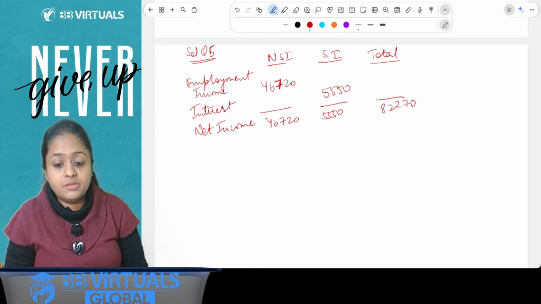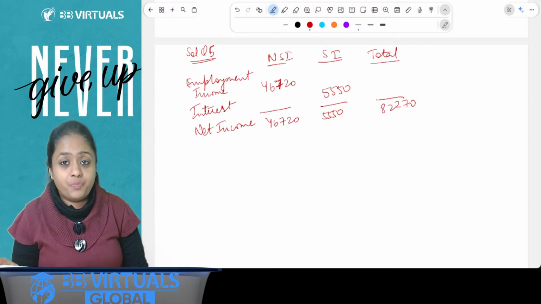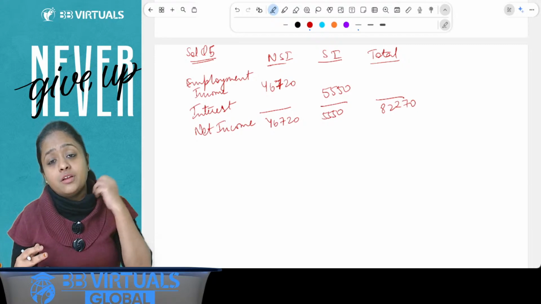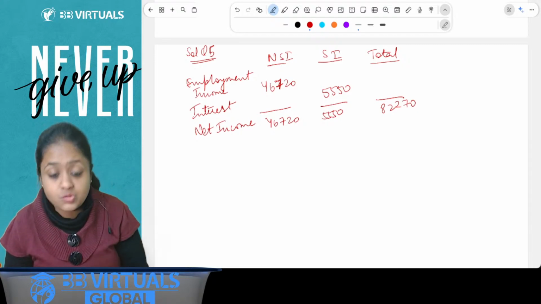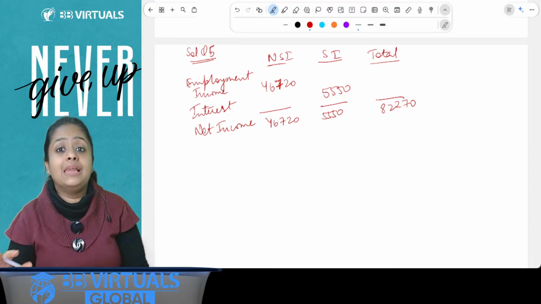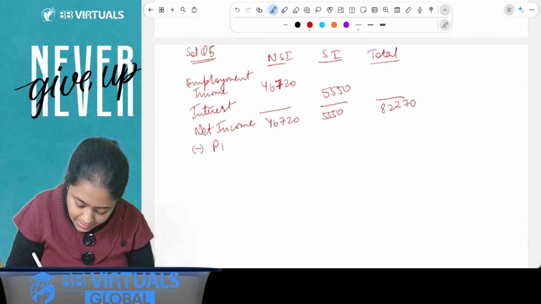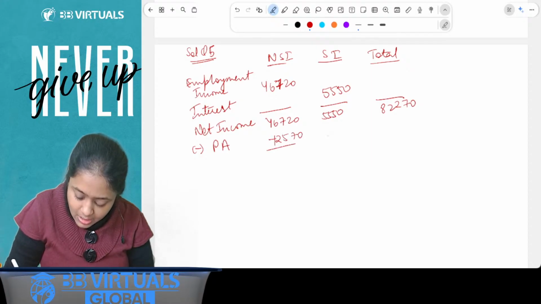Since your net income is not exceeding 1 lakh, then we don't need to look into the tapering of PA. Not every time you will calculate, right? You will only calculate when your net income exceeds 1 lakh. Since it is not exceeding 1 lakh, I will not calculate tapering of PA. No need. And I will just reduce here PA, that will be available in full 12,570 to get my taxable income.